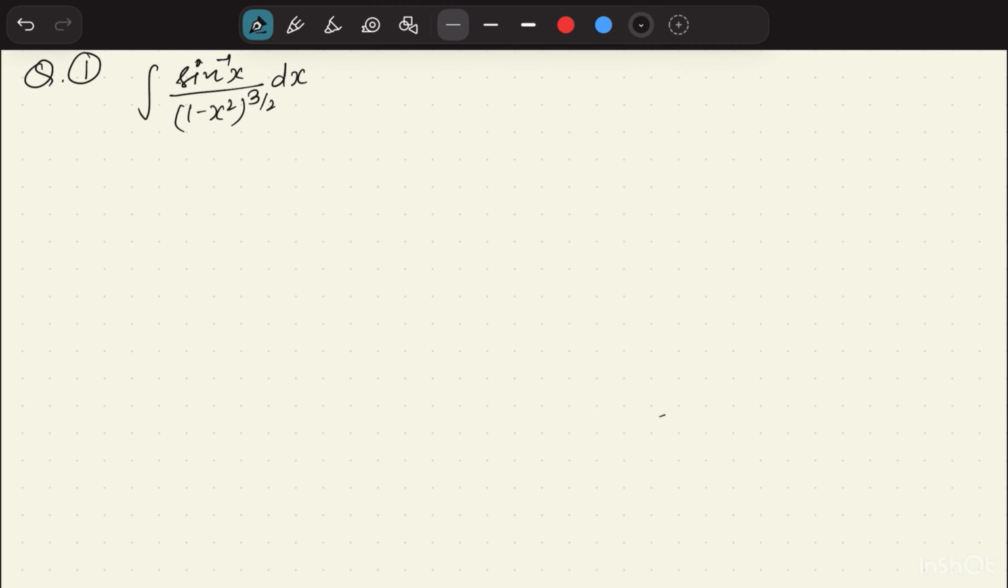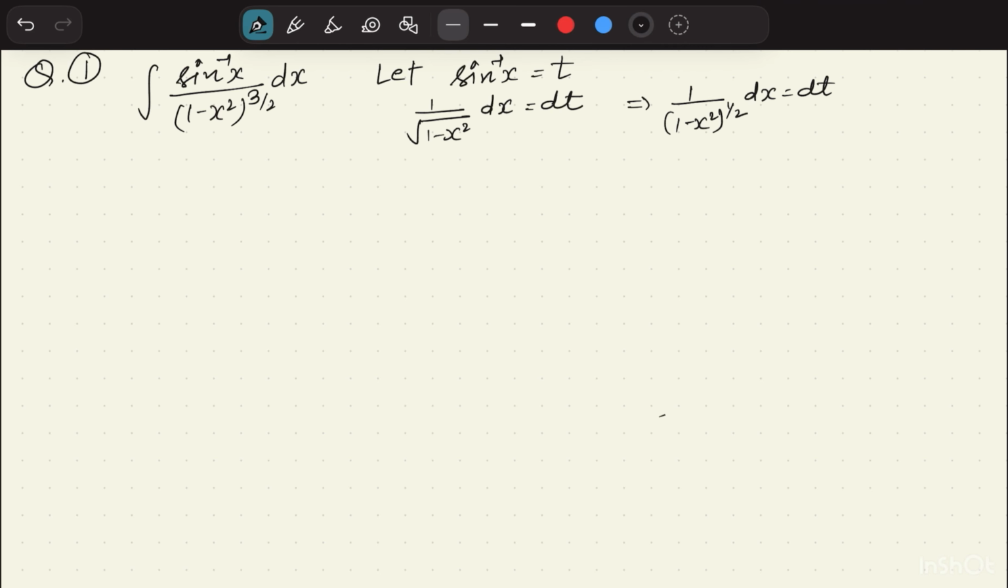So first what we will do in this question, we will apply the method of substitution to simplify this. Let sine inverse x be equal to t. Now we will differentiate, so we will get 1 upon under root 1 minus x square dx is equal to dt. That means 1 upon (1 minus x square) to the power half dx is equal to dt. Now we can put these values in our integration.